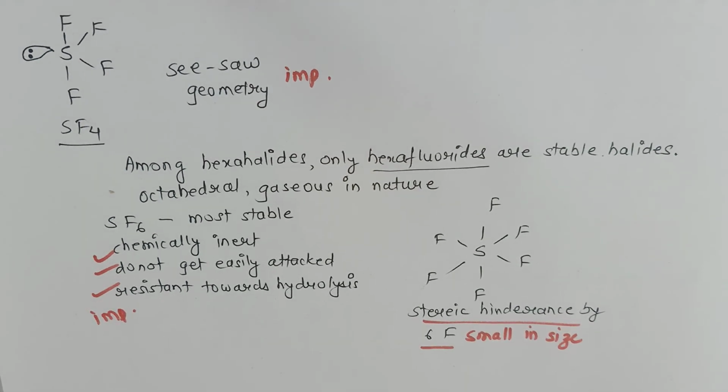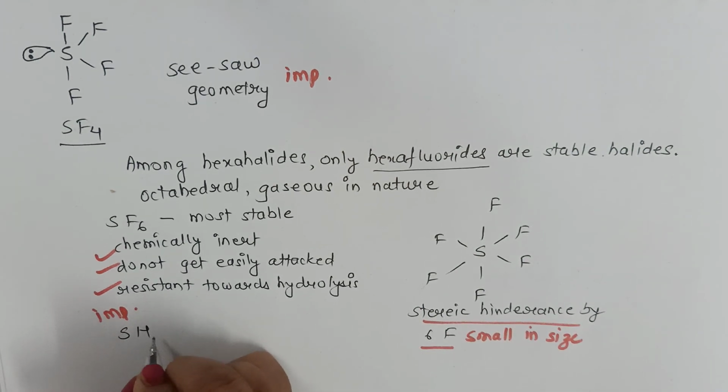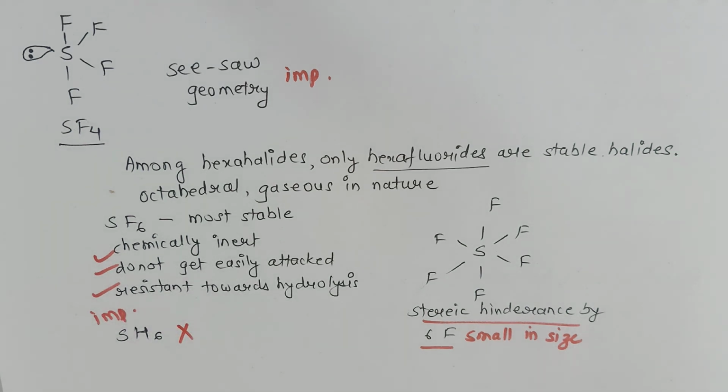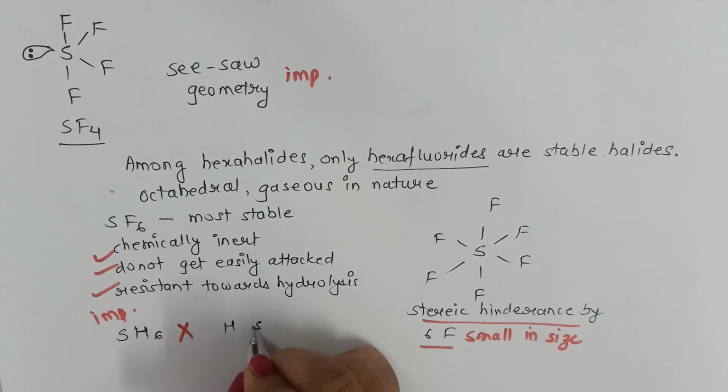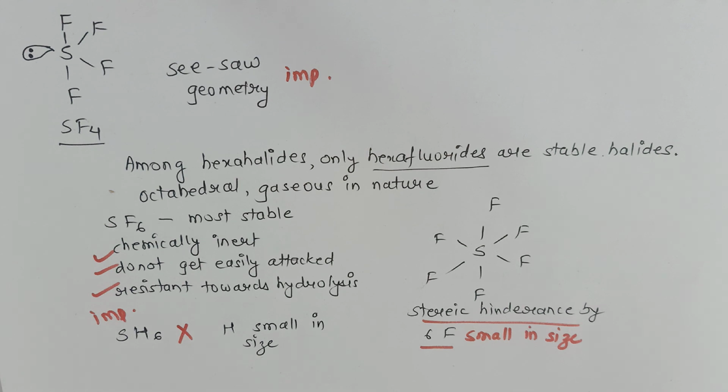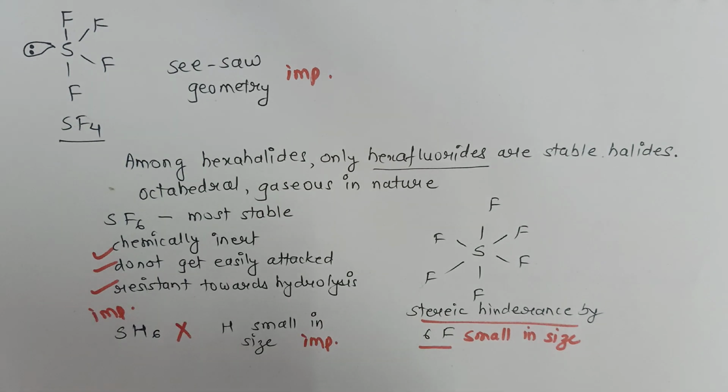Now let's compare the hexafluoride with the hexahydride. Suppose I consider SH6. SF6 is a known compound but SH6 does not exist. It is because hydrogen is very small in size and therefore it will not be able to surround sulfur from all the sides, and this compound does not exist. This is again one of the important reasoning questions.